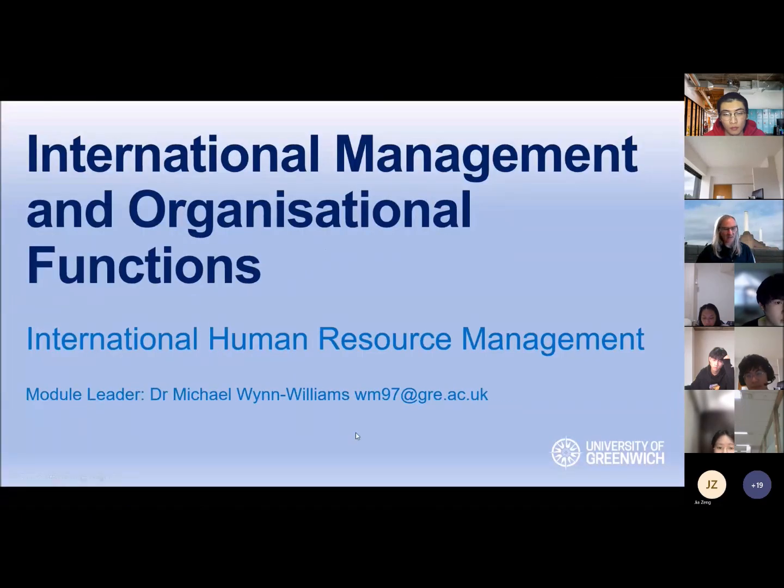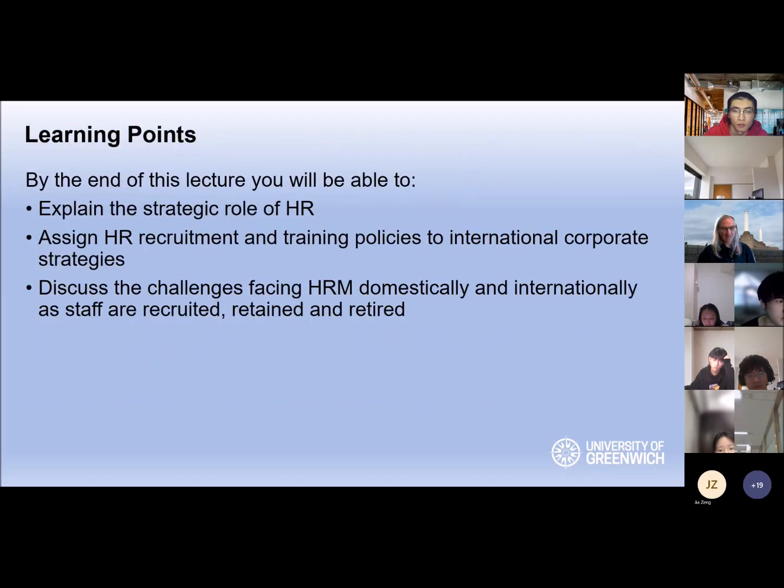Just checking that you can. Yeah, you should be able to see this. I've got the red border around the screen, so that's indicating to me that I'm sharing it. If you can't see this, do let me know. Any problems, do let me know.